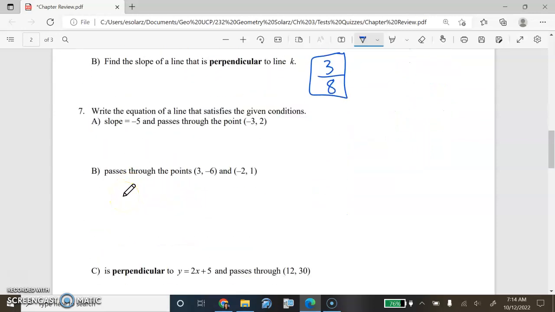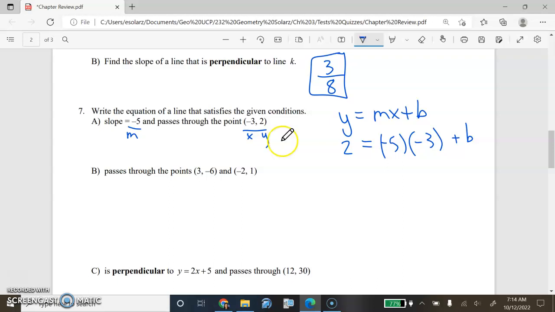Number 7, write the equation that satisfies the following conditions. So we've got, let's see here, slope -5, passes through the point -3, 2. So we've got y equals mx plus b. Plug in what you know. You know this is x, this is y, this is m. Okay, so plug in everything you know. You know y is 2, m is -5, x is -3, and then we just need to solve for b.